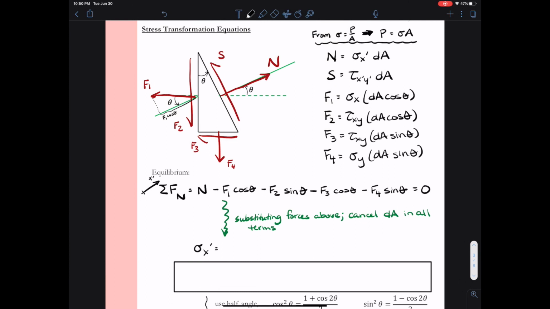So n is sigma x prime. I'll keep that on the left-hand side of the equation, and I'll bring all my other forces to the right-hand side. F1 is sigma x dA cosine theta times cosine theta, so we get a cosine squared theta. So we have sigma x cosine squared theta. And you can keep doing the algebra, and you'll get the rest of the results of this equation.